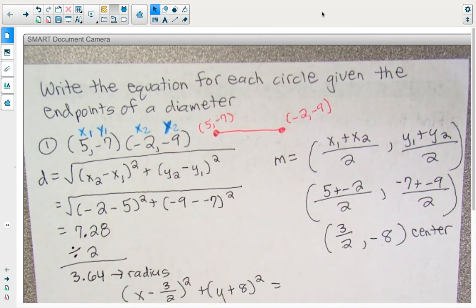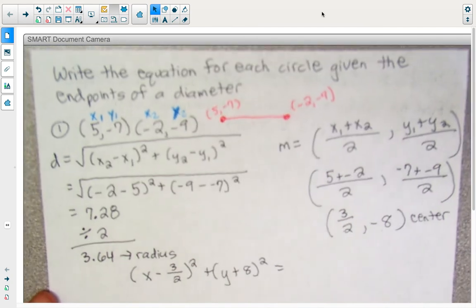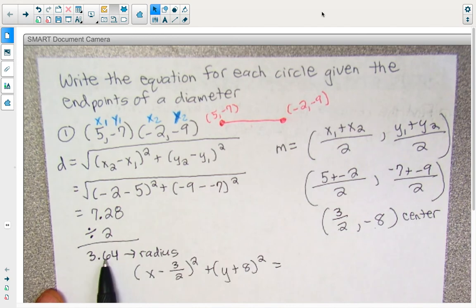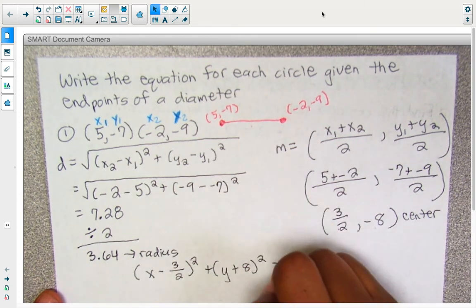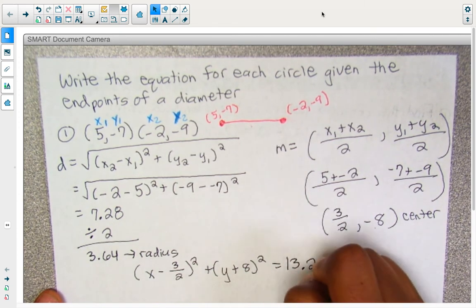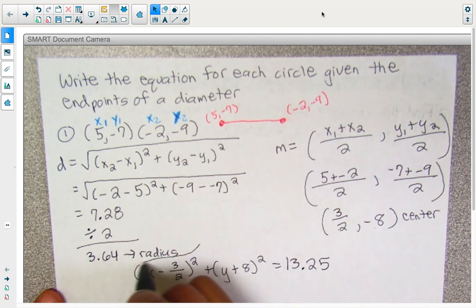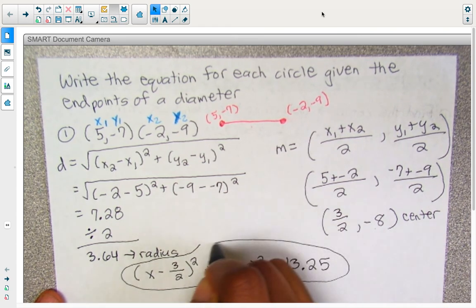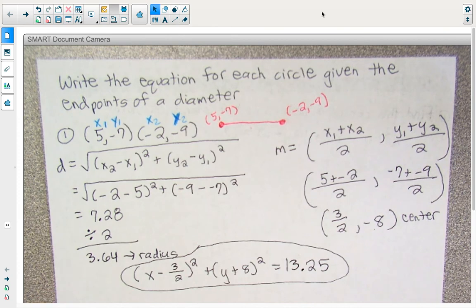Now I need to take this radius and square it. Sorry, let me slide up a little bit there. We need to take the radius and square it. So 3.64 squared. You need to square this number, type it in Desmos, and it'll give you the following. So this is the equation of our circle.